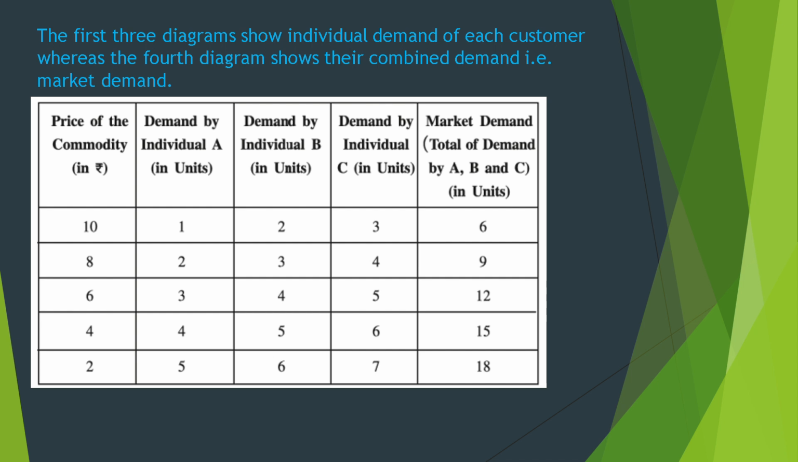Price of the commodity in rupees: 10, 8, 6, 4, 2. Demand by individual A in units: 1, 2, 3, 4, 5. Demand by individual B in units: 2, 3, 4, 5, 6. Demand by individual C in units: 3, 4, 5, 6, 7. Market demand, total of demand by A, B and C in units: 6, 9, 12, 15, 18.